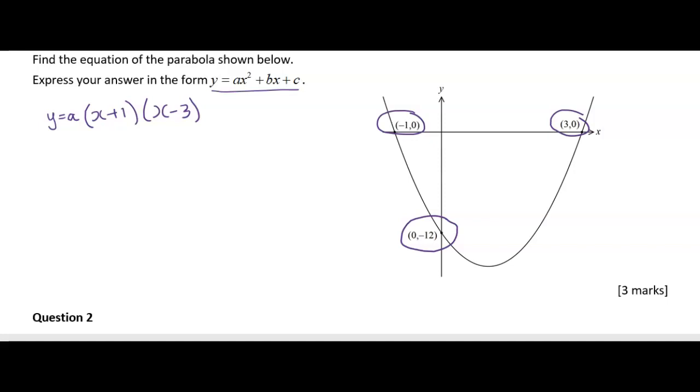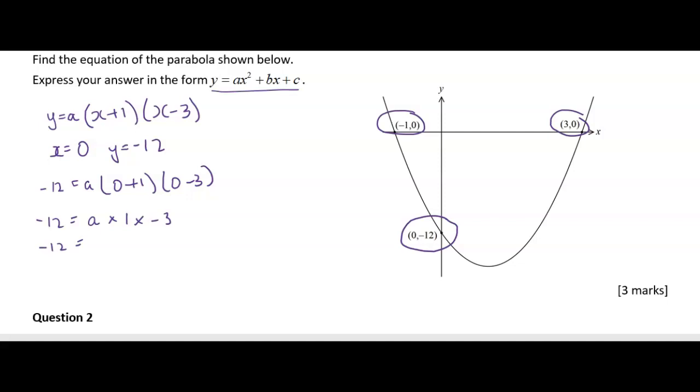Okay, so this basically means x equals 0. So this point is x equals 0, y equals -12. So we've just got to substitute that into our equation. So we've got -12 equals a, 0 plus 1, 0 minus 3. And let's just tidy it up a bit. So a times, now the good thing is we can easily add 1 to 0, so it's 1 times -3. So -12 equals a times -3.